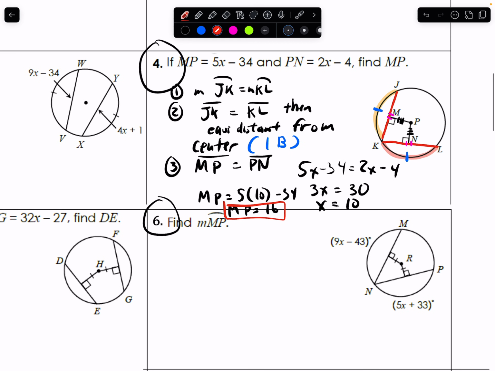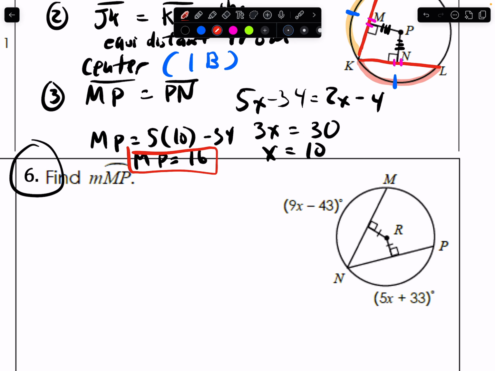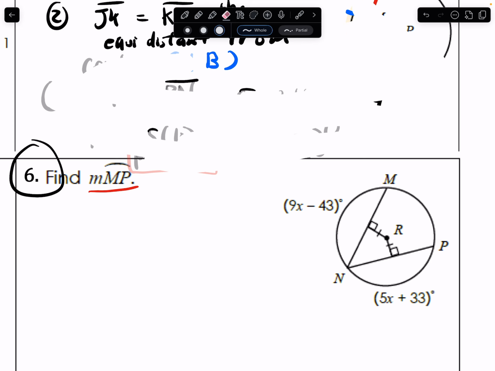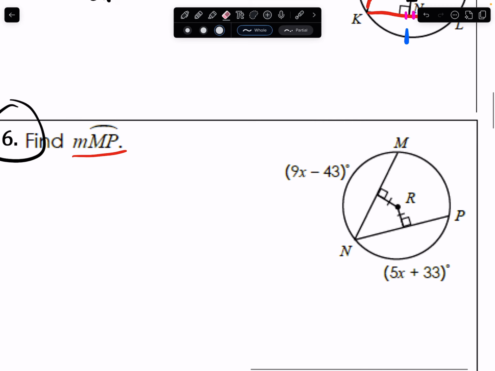We're going to go into one last problem. I know it's getting long. Stay with me, don't fall asleep. Not yet. We're going to find arc MP. For this one, the question is asking how much is MP. I'm going to erase this so we have space. The question wants: how much is arc MP?